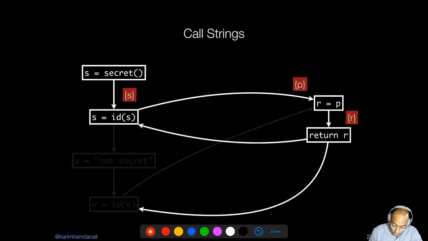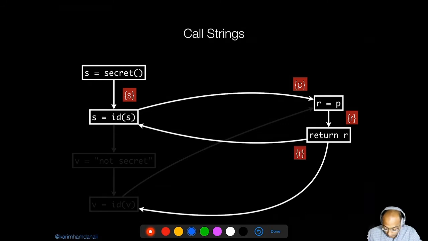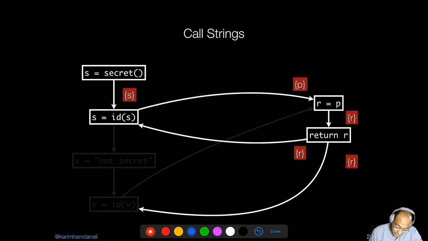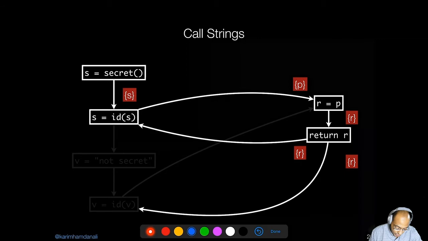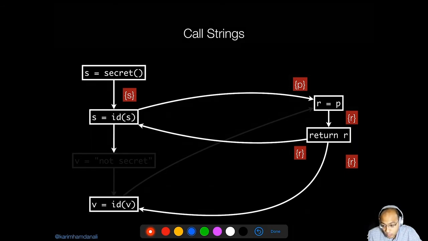If we take R to the first edge here, then that's fine, but I can also take R to the second edge here, meaning that R is going to be reachable, meaning that R is going to be tainted. If I take the second one, that would basically mean that I'm returning to a call site that is not the call site that caused me to be here in the first place.